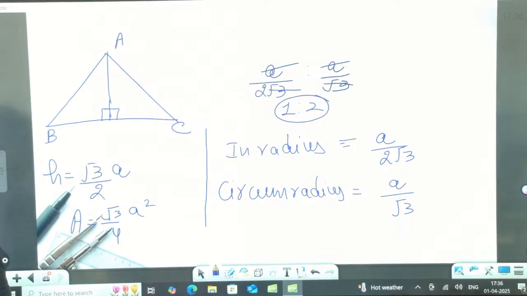Write the question. If the side of an equilateral triangle is 16 root 3, find the difference between the circumradius and in radius.